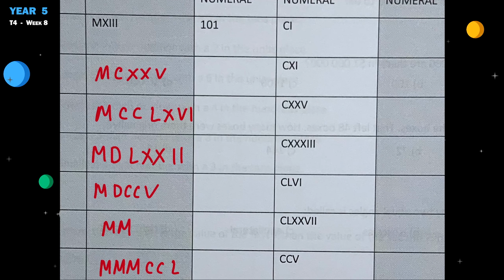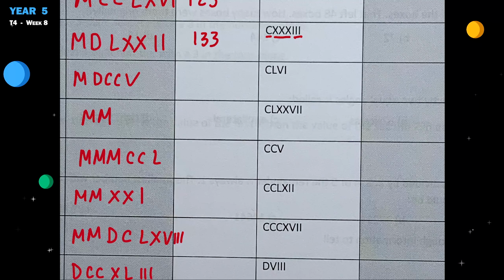So C stands for 100, and X, which is 10, and 1, that's 111. Next one is 100, and then XXV, that's 25. This is 133. This is 100 and this is 50, so 150.